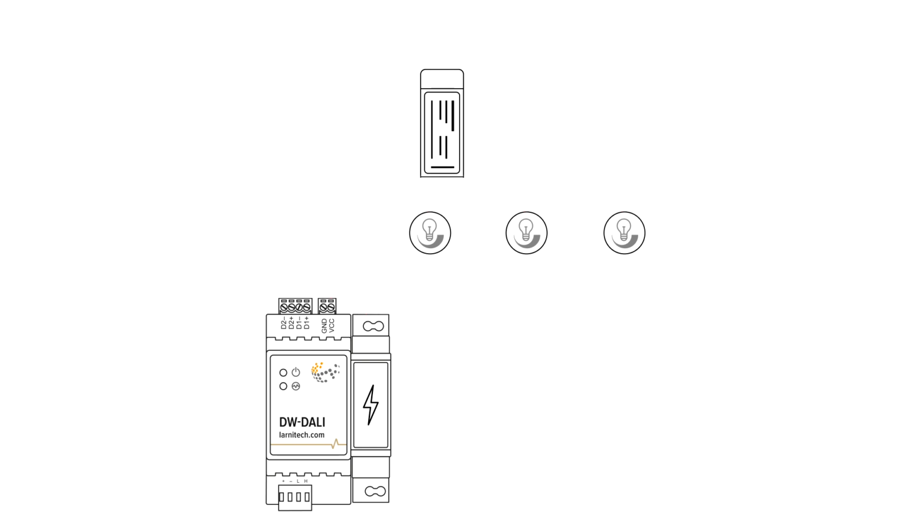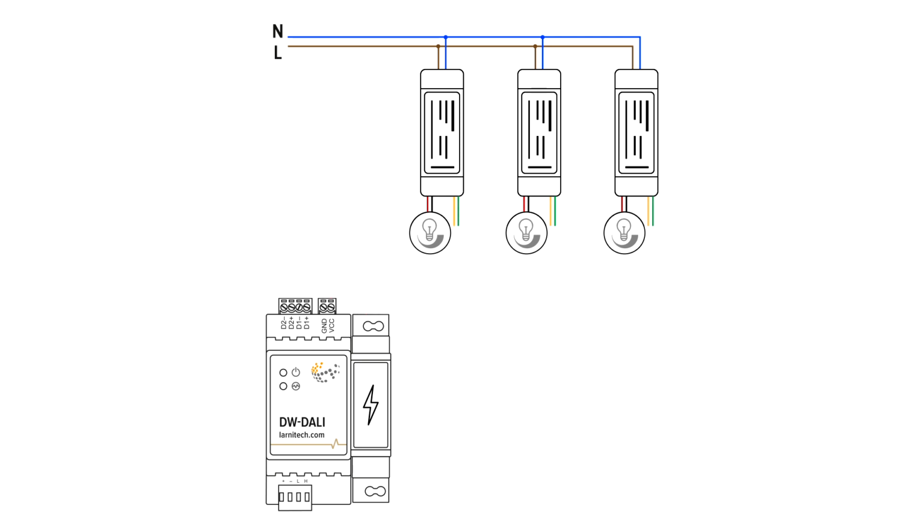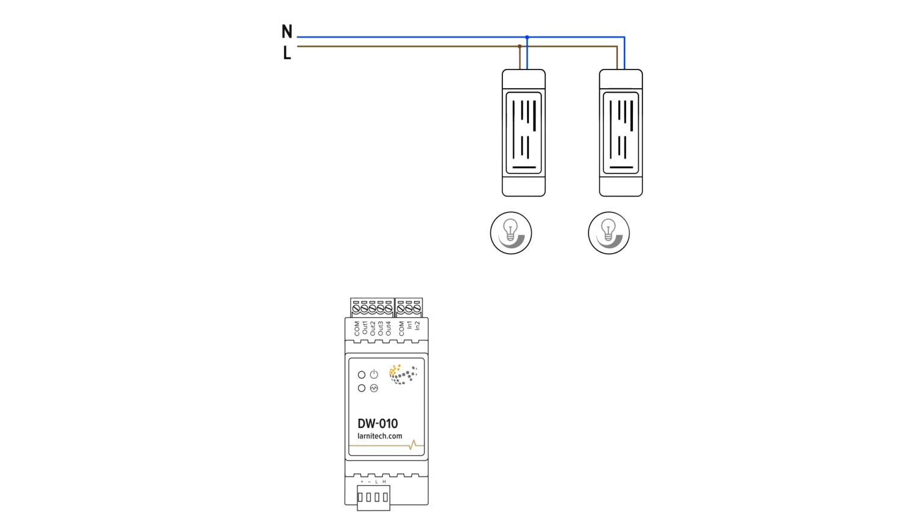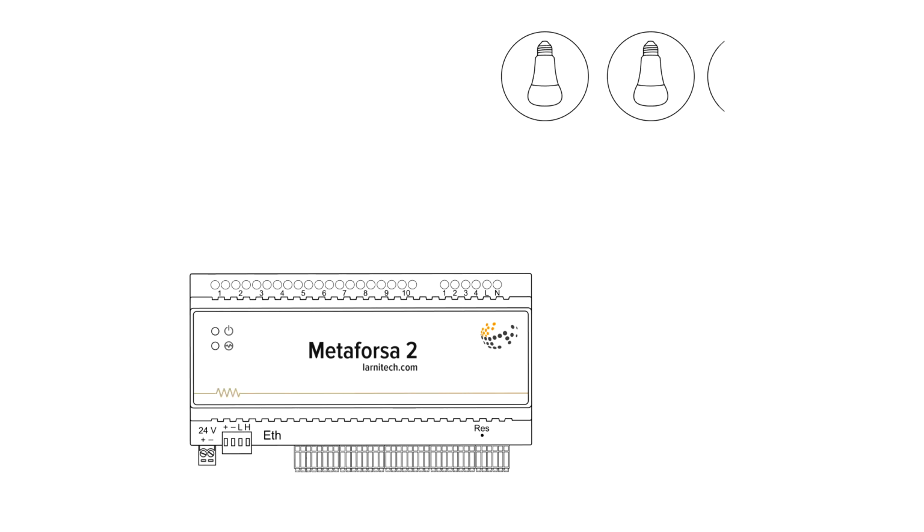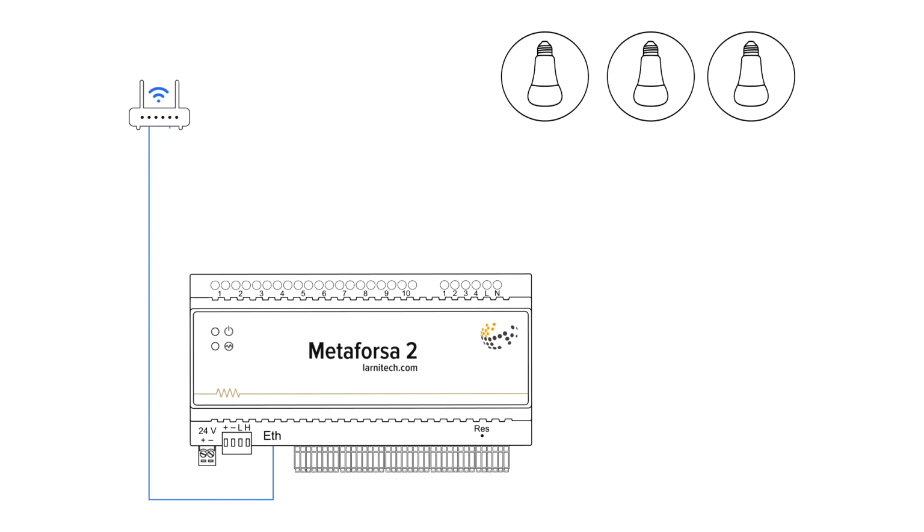Fixtures supporting the DALI bus can be connected to a common network and integrated into the smart home system using the DW DALI device. The DW DALI module automatically scans the bus and adds the discovered lamps to the system. Fixtures supporting 0 to 10 or 1 to 10 volt voltage control can be integrated into the smart home system using the DW010 module. Philips Hue or IKEA bulbs can also be integrated into the system by installing a plug-in, requiring no additional hardware devices.